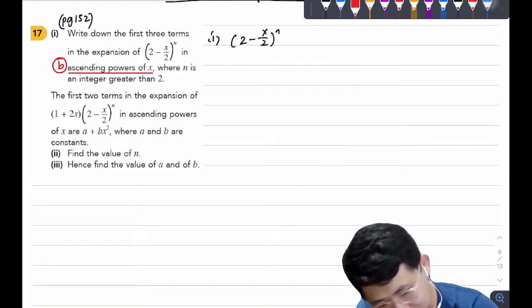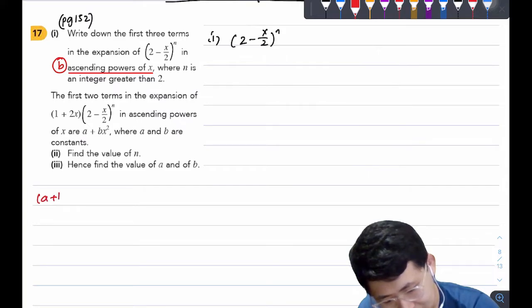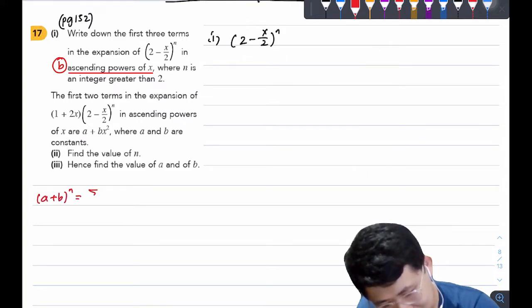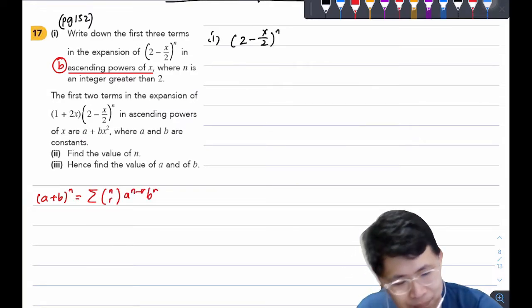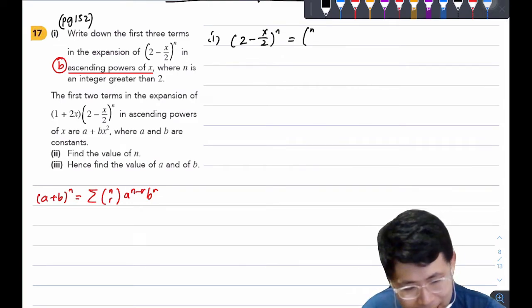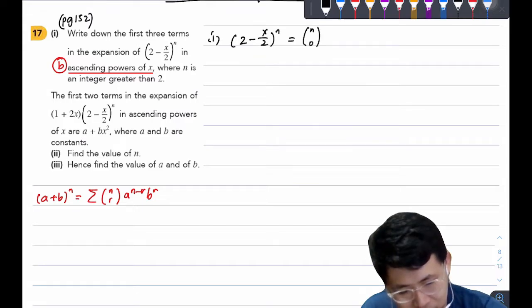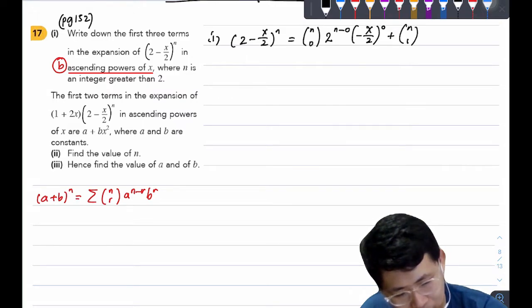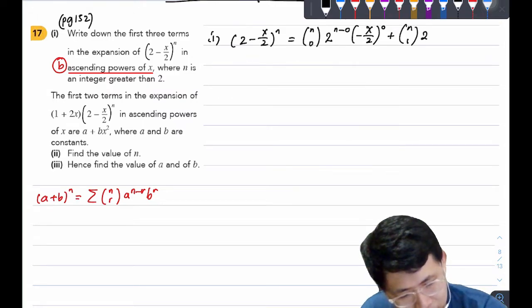Okay, and let me write down the formula over here. So the formula for this would be the summation, the sum of n choose r, a to the power of n minus r, b to the power of r. Okay, so let us do this. The first 3 terms, because I don't know n, I'm just going to leave it as n, but the first one is r = 0. So n choose 0 of a to the power of n minus r and b to the power of r, plus n choose 1, a to the power of n minus r and b to the power of r.